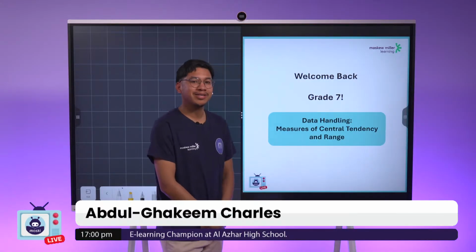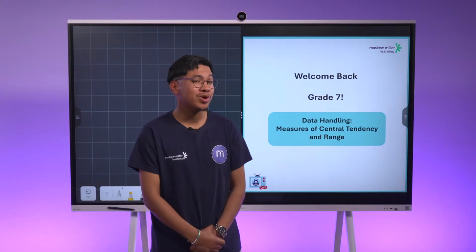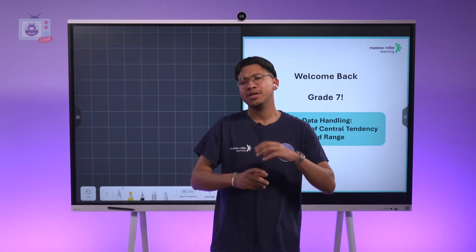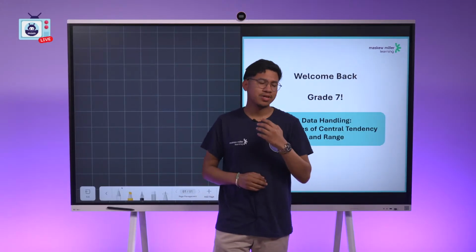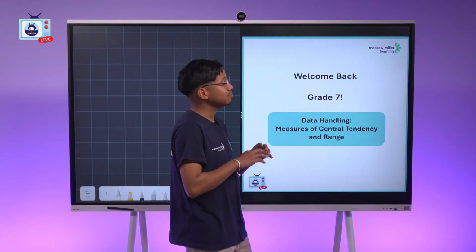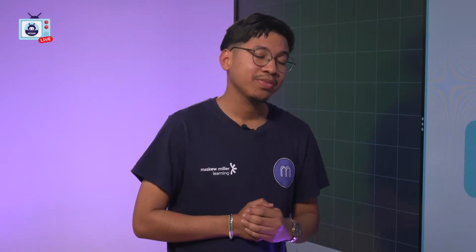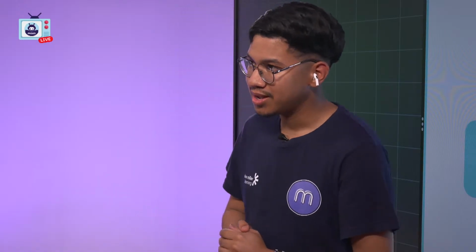Today's topic is data handling, and I know we have spoken about data handling the last time, but that time we did more data interpretation, right? We linked it to real life examples. Today is something slightly different, and today's focus point will be on measures of central tendency and range.